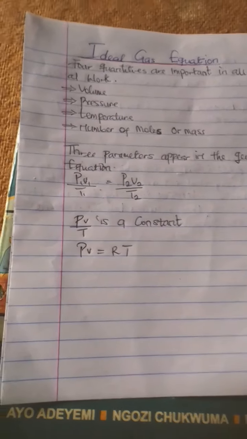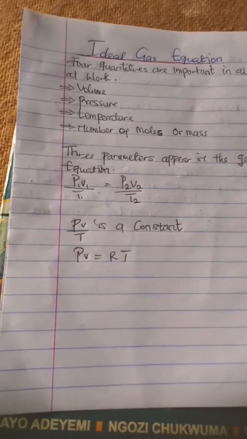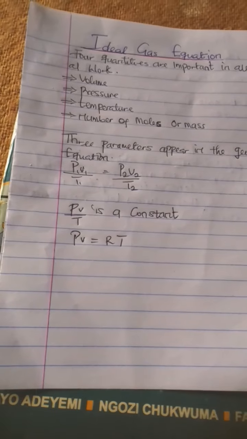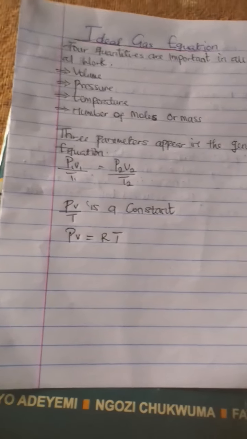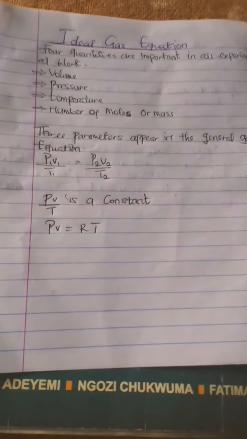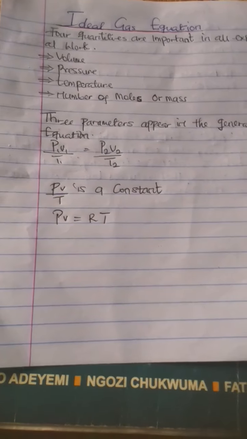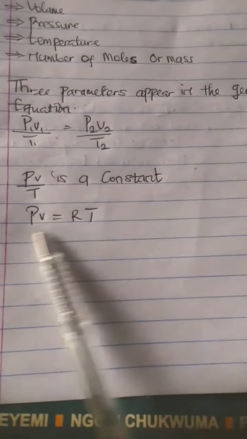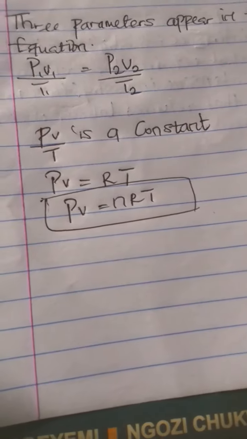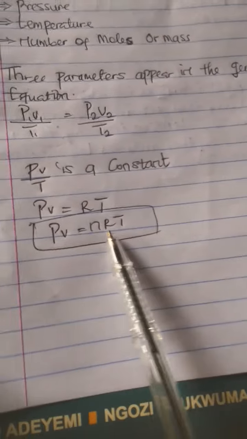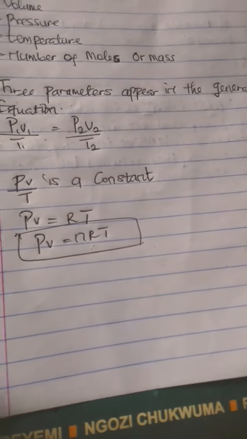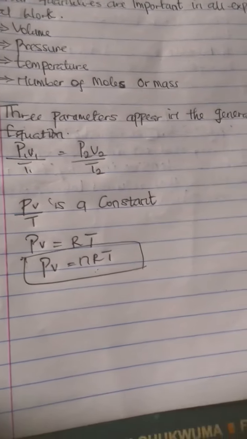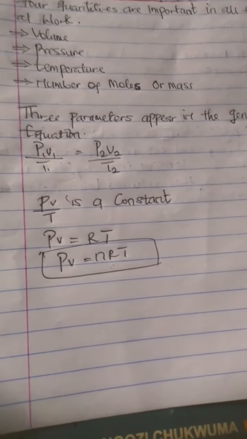Where R is a constant term, the molar gas constant, so the equation is now called the ideal gas equation and holds true for all gases. From here we can now put in n, the number of moles. So the equation we are seeing here will now be PV = nRT, where n is the number of moles. Okay, so now let's take one example.